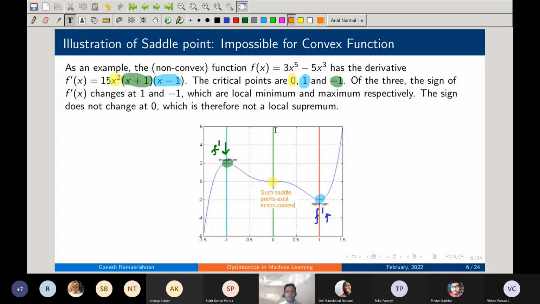Okay, non-convex, or when I say non-convex, I mean non-concave either. With this note, if you have questions, please do ask. The function is not convex.